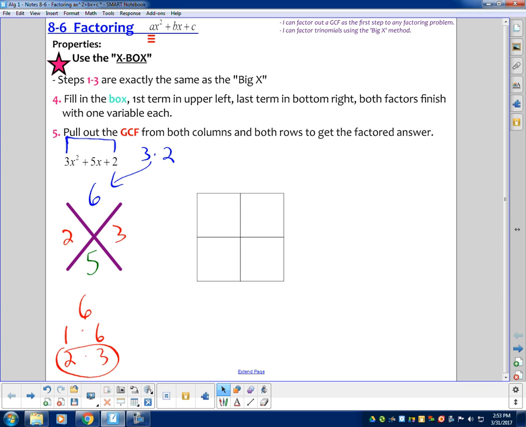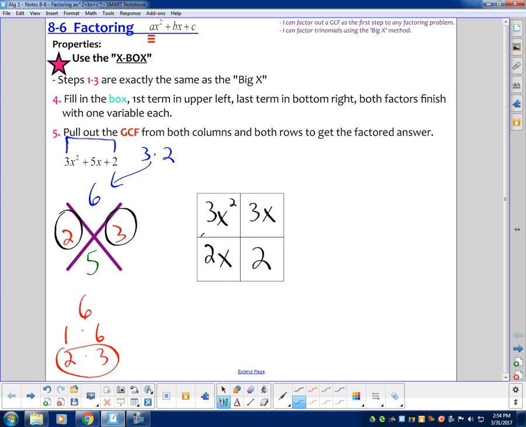So the first term here is 3x squared. We're going to put that in the upper left. Last term in the bottom right, so that last term is 2. So first term, 3x squared, last term 2, bottom right. Both factors finish with one variable each. So what I mean by that is that the 3 and the 2 finish the table in any order you want with one variable attached to each. So it's 3x and 2x. If the variable was different, you'd have a different variable with those, but we are splitting 5x up into 3x plus 2x.